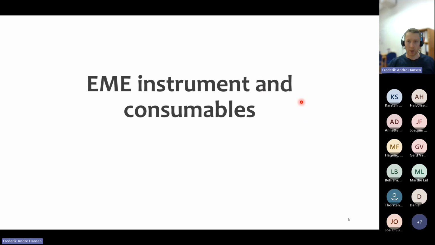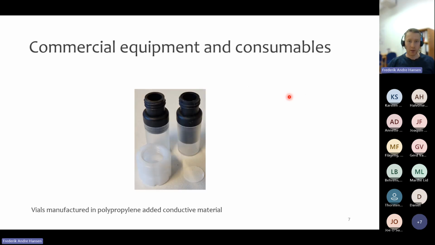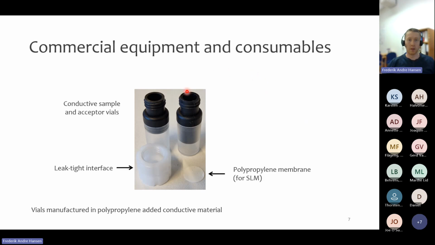Then we come to the instrument itself and the consumables. Here you see the base consumables, which is conductive vials. These are the black ones you see here. These are in the shape of a standard HPLC vial, but you can see that there is a black part and a white part. The black part is polypropylene with some conductive material added, and this gives us the ability to conduct electricity. And the transparent or white part here is then just to make the vial standard size.